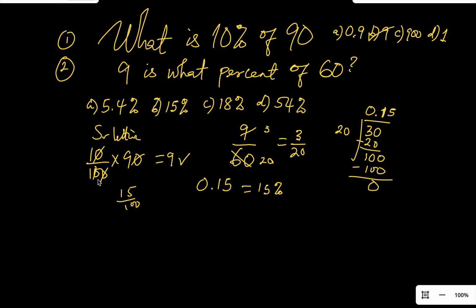15%, because if you check, I told you when you have something percent, it's the same thing as that thing divided by 100. 15 divided by 100 will give us 0.15. It's as simple as ABC. So this is the result to this particular problem, which is option B.